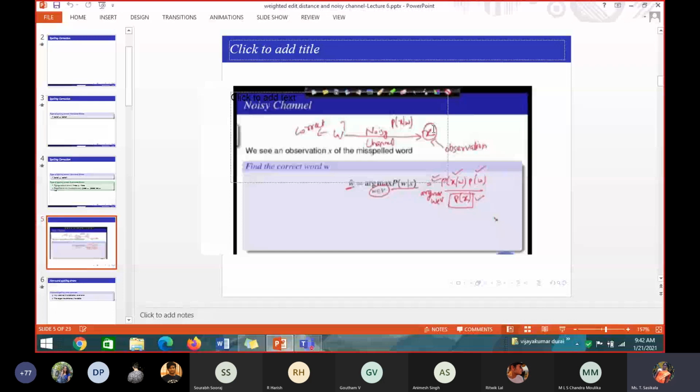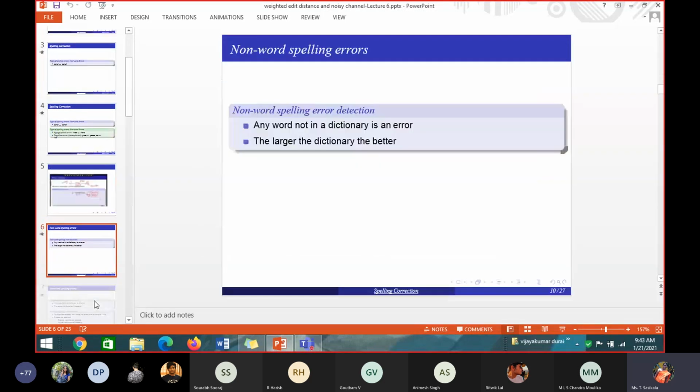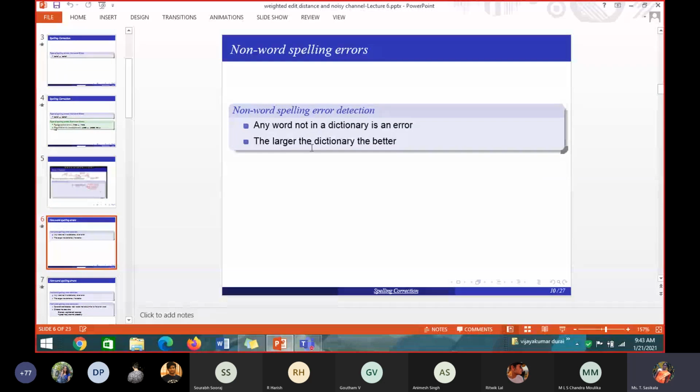So in the noisy channel method, how can I check for a non-word spelling error? I am typing a word W, that is my correct word. When I type it on a keyboard, I get an output word X, and I am asking whether the observed word X is correct or wrong. How can I conclude that X is correct or wrong? Can you tell me how I can conclude this?